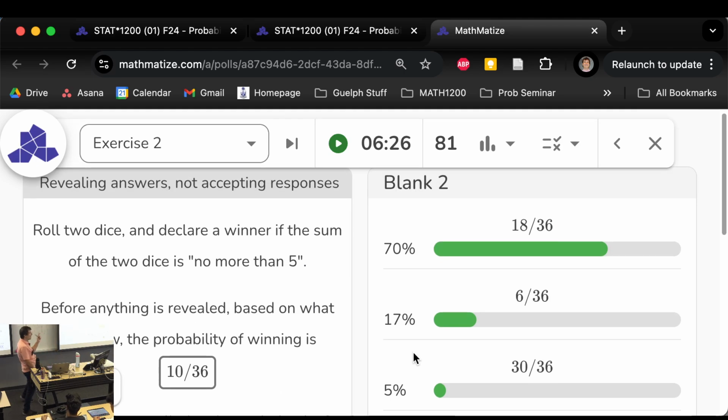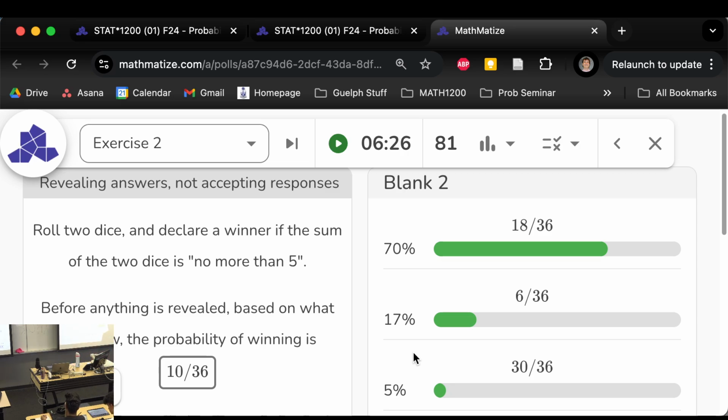Oh, you'll notice Mathematize doesn't know what the right answer was. Does anyone know why Mathematize doesn't know what the right answer was? Yeah. It doesn't know what we rolled, right? I made this question, I said insert what we rolled, and the answer depends on what this dice came up. So it's a good exercise for you.